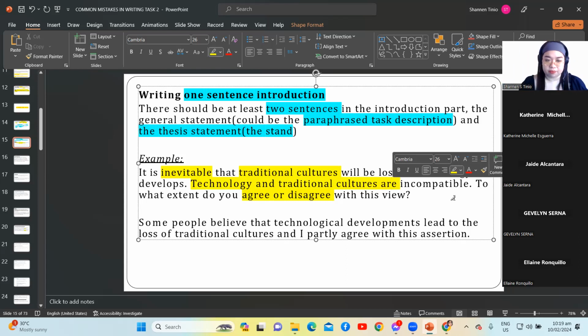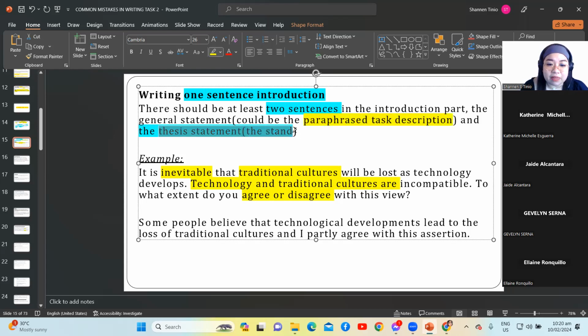Do you agree or disagree? Now, your introduction can be something like this. Some people believe that technology developments lead to the loss of traditional cultures, and I partly agree with this assertion. Na-paraphrase ba? Yes. Binigay ba ang thesis statement o ang stand? Yes. This is the paraphrase part. And this is the thesis statement.